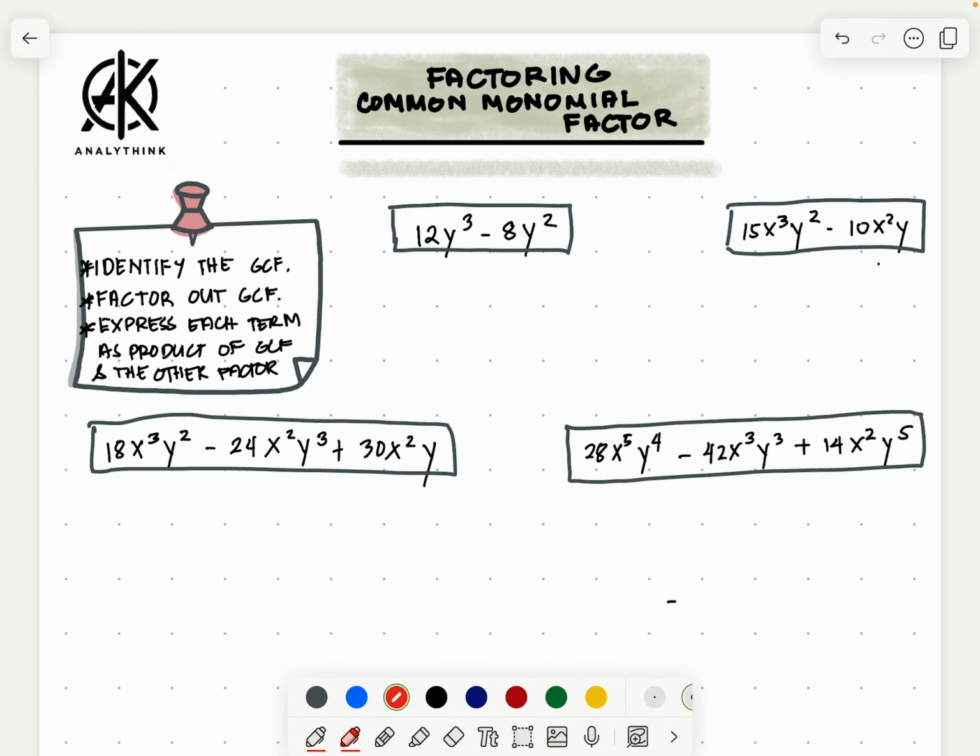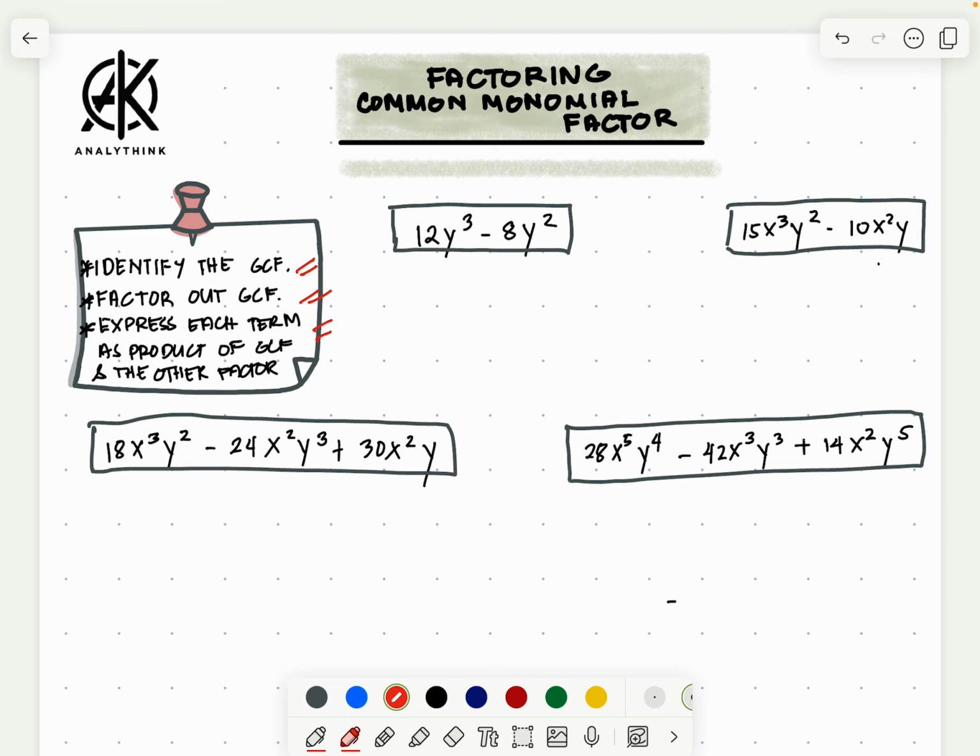For today's video, let's talk about factoring, using a common monomial factor. In this type of factoring, you first identify the greatest common factor in each term, then factor out the GCF, and then express each term as a product of your GCF and the other factor. Okay, so that's the last step.